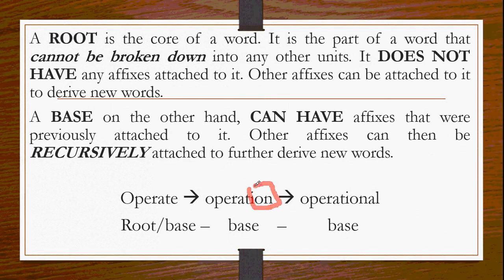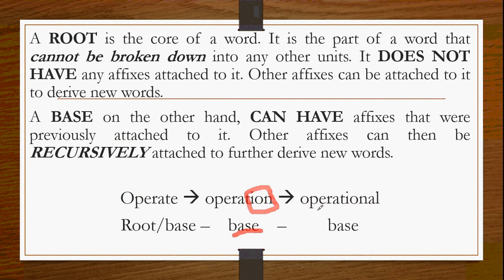Right? Looks horrible. I think you get me. Operation already has this thing attached to it, so we cannot consider operation a root because it already has an affix here. It can be a base, but not a root. In this case, operation can be a base for operational.